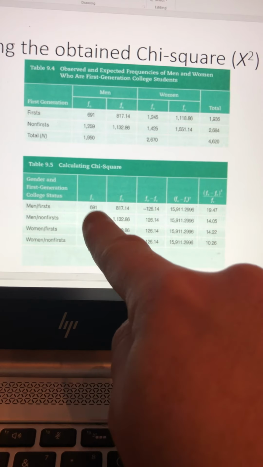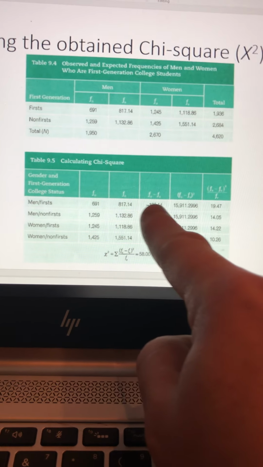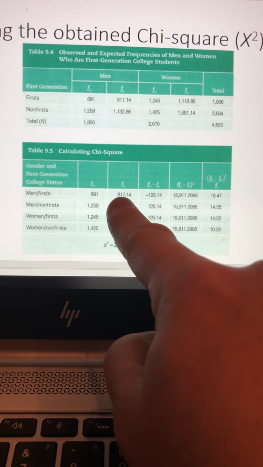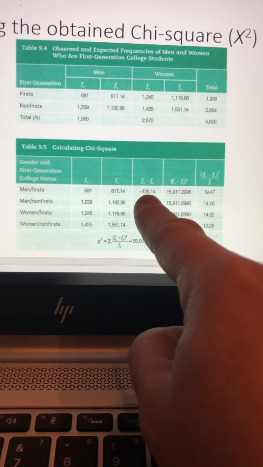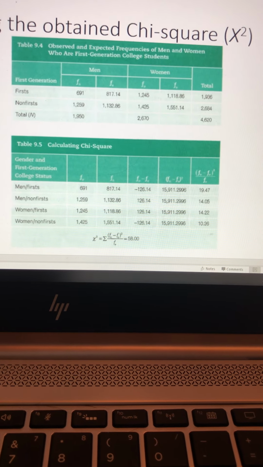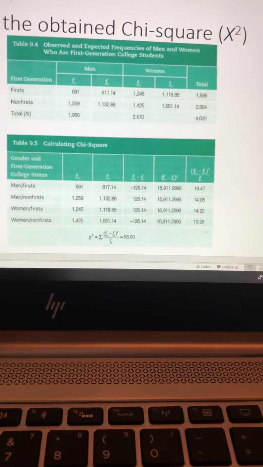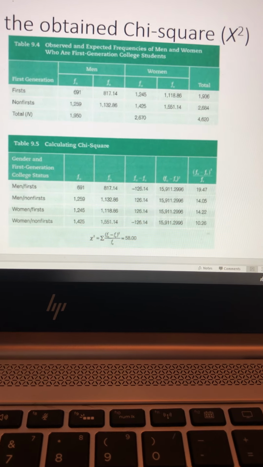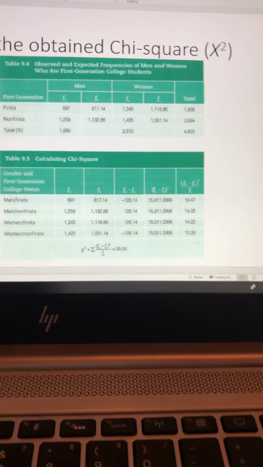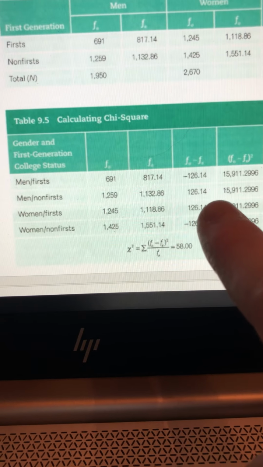Okay, so observed, expected, and then you subtract the two. So observed minus expected: 691 minus 817, negative 126, positive 126. You won't always get exactly the same numbers, but they'll be kind of similar.